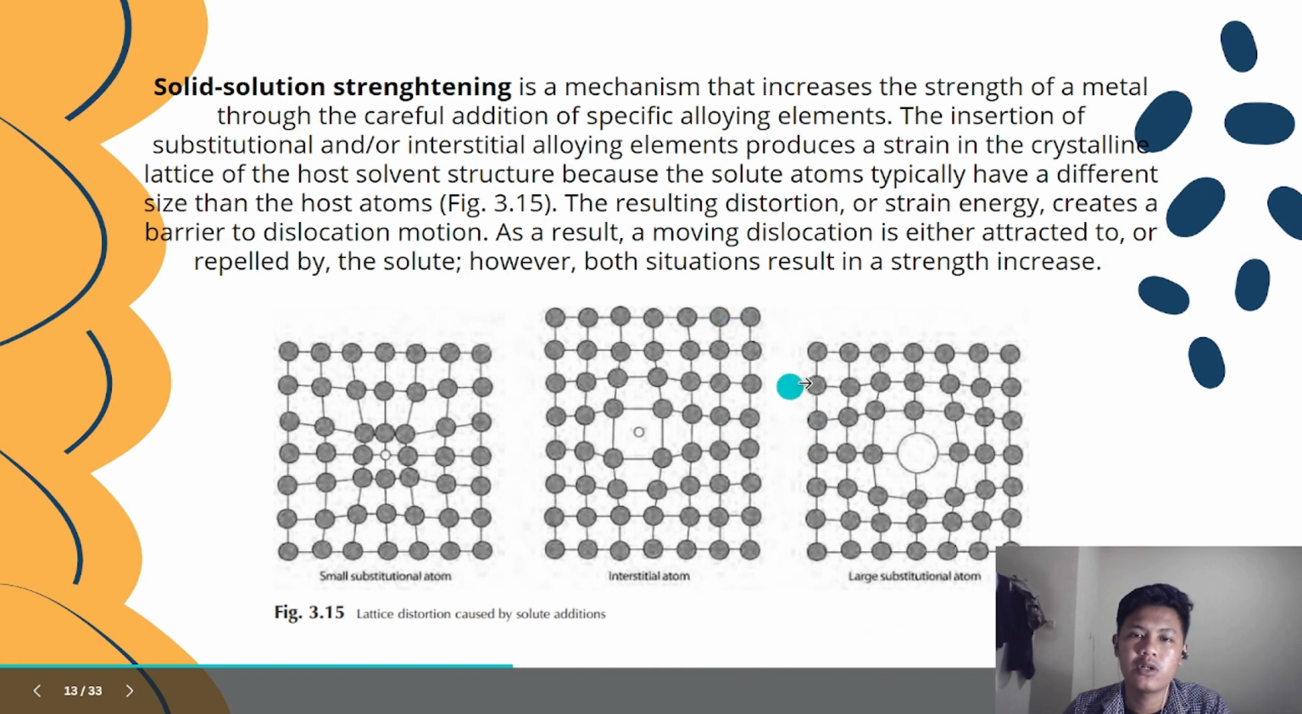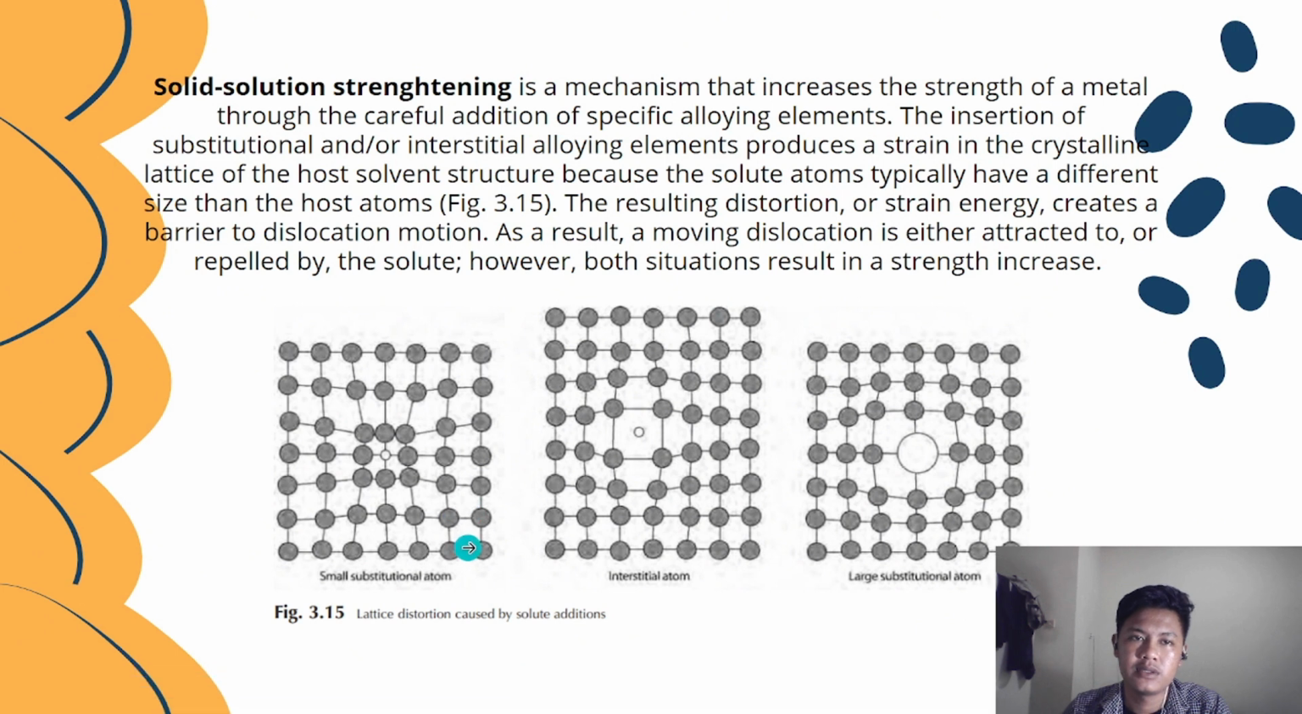So the result of this solid solution is distortion, or strain energy, that creates a barrier to dislocation motion. As a result, a moving dislocation is either attracted to or repelled by the solute. However, both situations result in a strength increase.